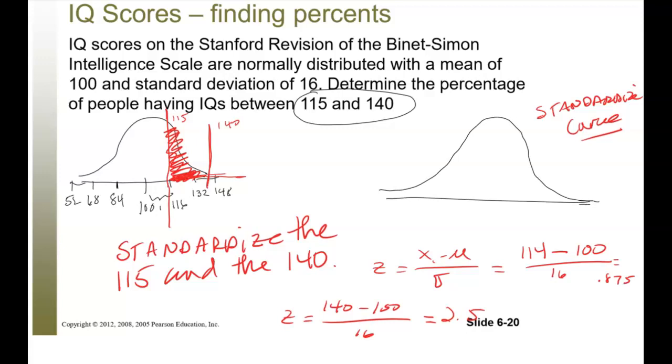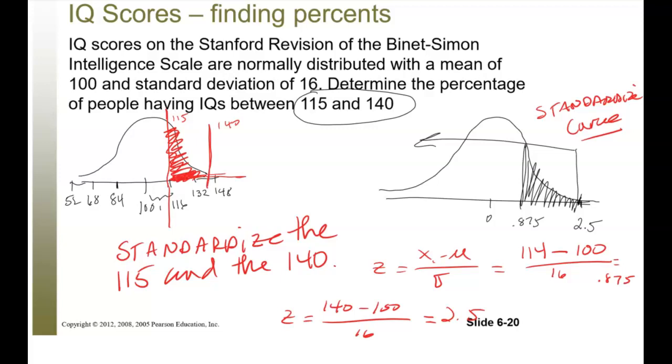It's a little better. So again, zero's in the middle, 0.875, and this one's way out there, 2.5. All right, so now I want the area in between those two z values. You've standardized everything because we're now working with a real problem. Now you can go back to your normal curve, and first let's find the area to the left of 2.5.